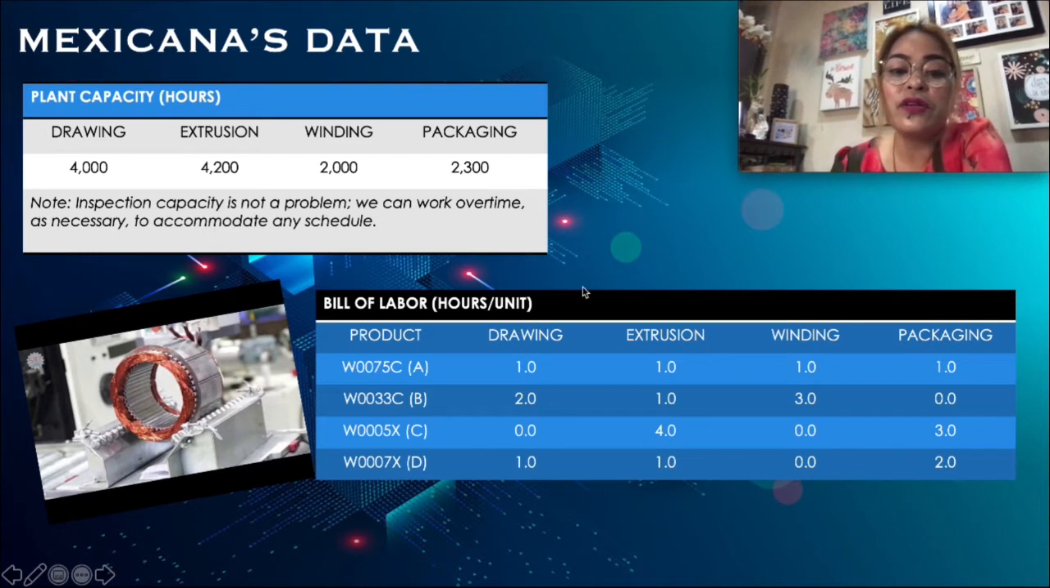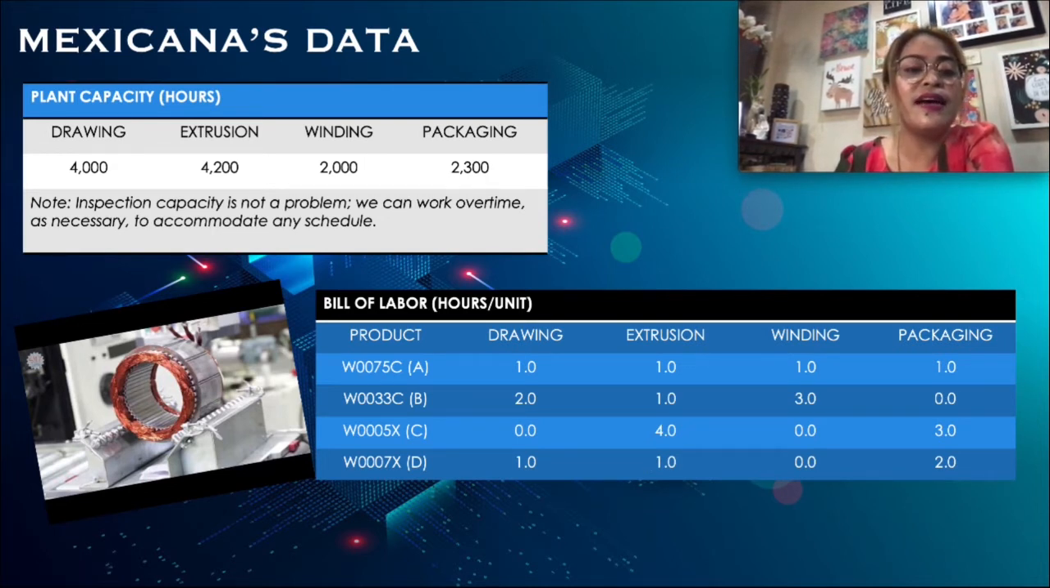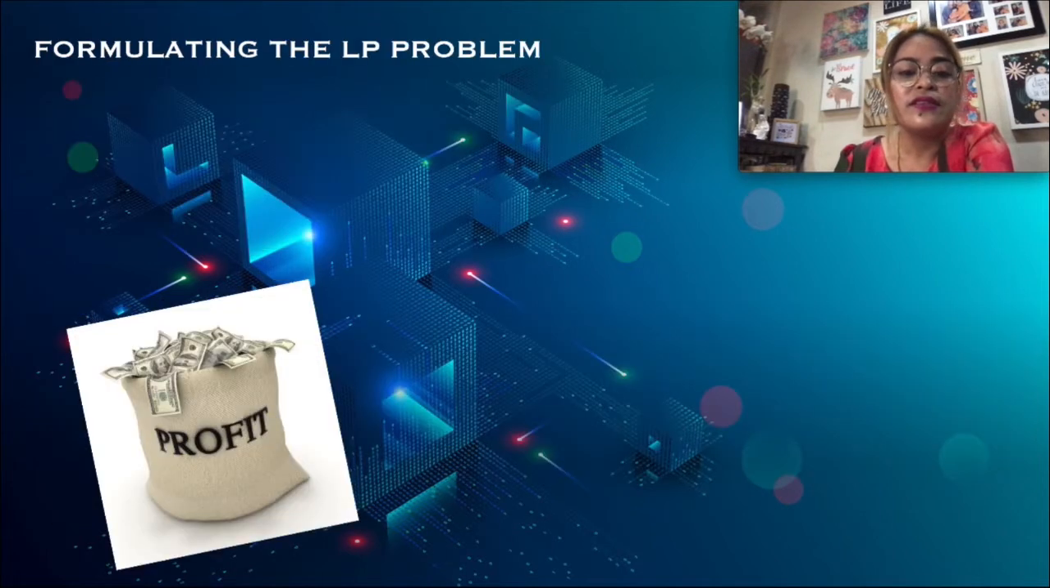Now there's also data here for bill of labor hours in hours per unit. You can see here, each unit of product A takes 1 hour at the drawing department, 1 hour at the extrusion department, 1 hour at the winding department, and 1 hour at the packaging department, so on and so forth. Now with this data, we can use those data in formulating the LP problem.